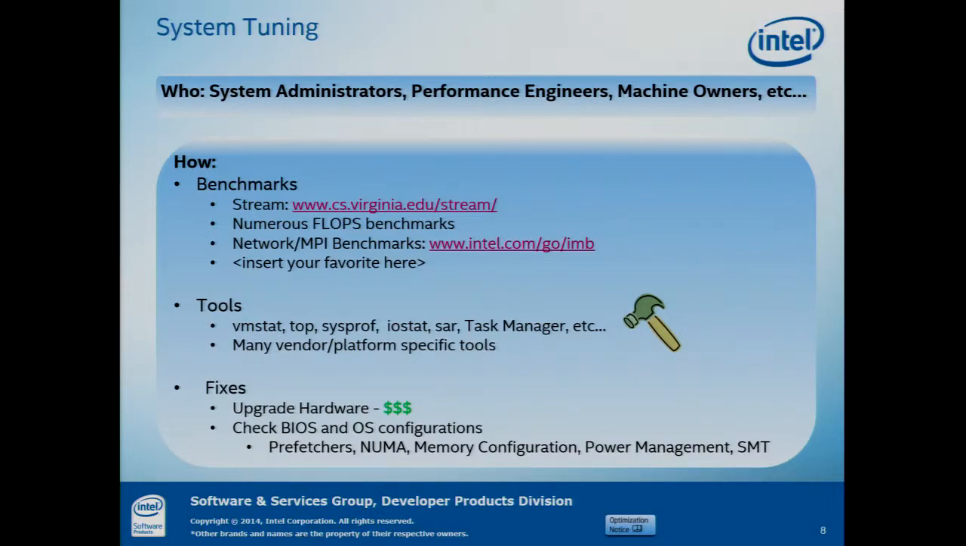SMT like hyperthreading, that can usually be turned on and turned off in the BIOS. And if you're doing purely MPI jobs, that's something that a lot of clusters will do, is turn off hyperthreading. But if you've got OpenMP, for example, inside your MPI, you can get a lot of power out of hyperthreading.